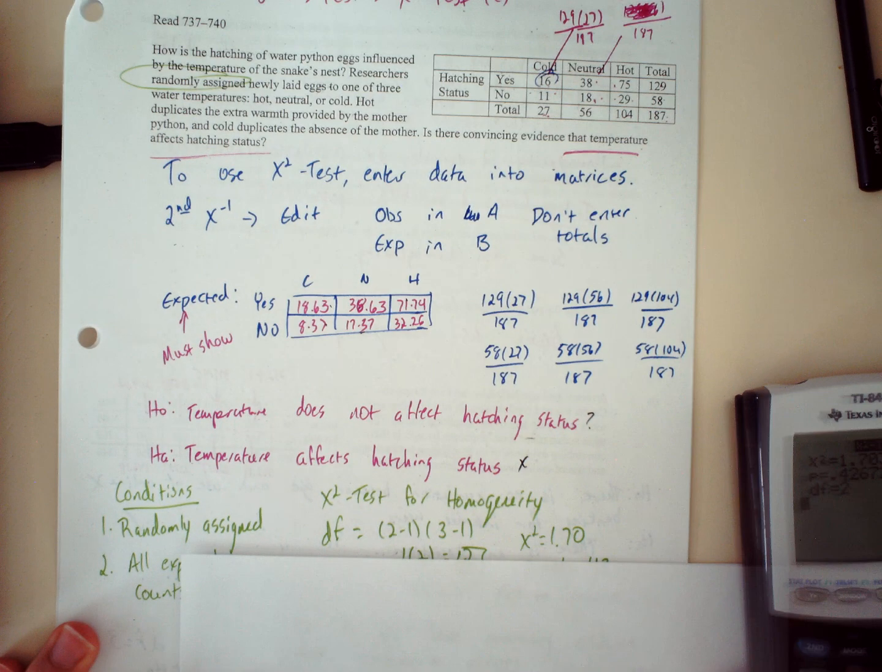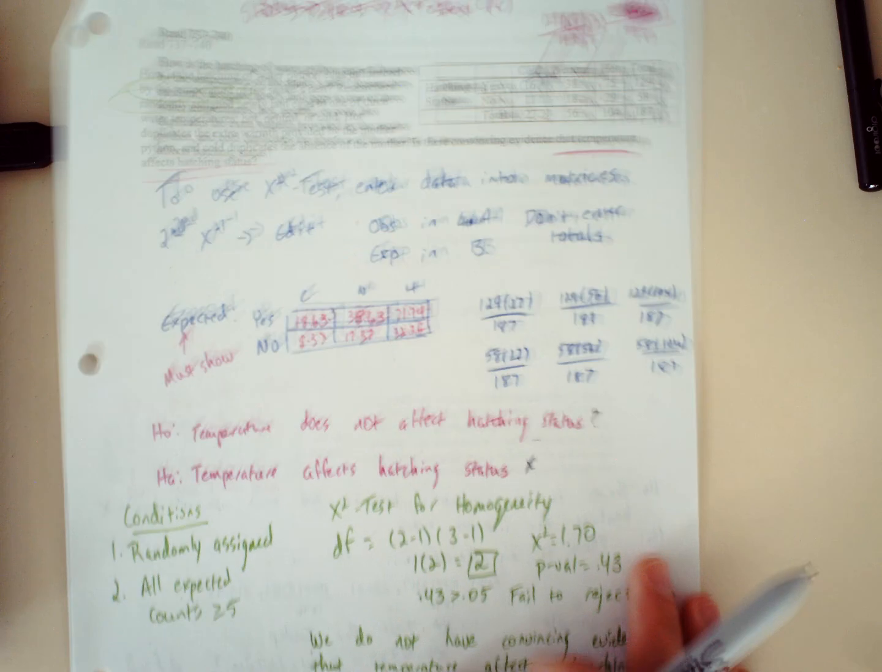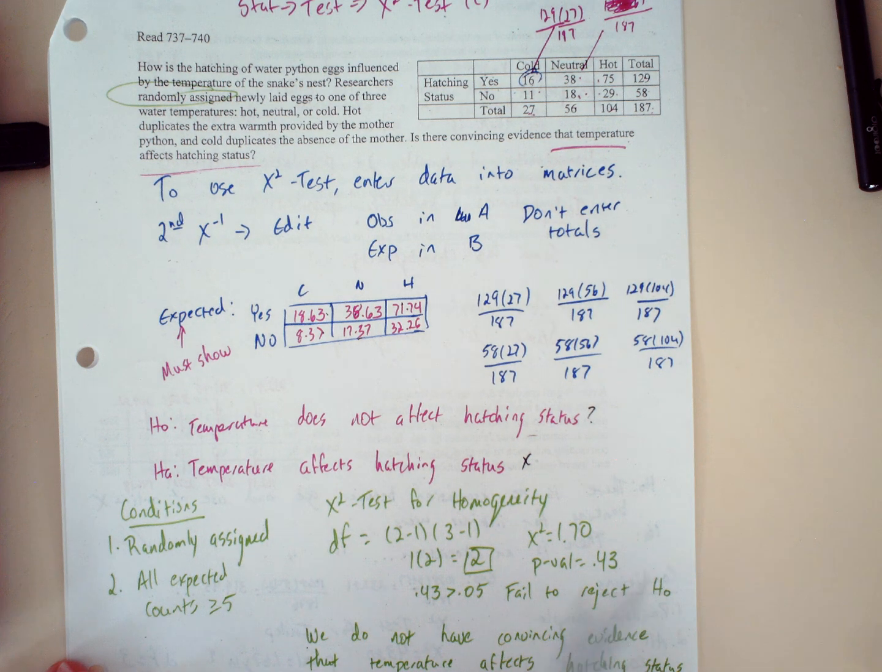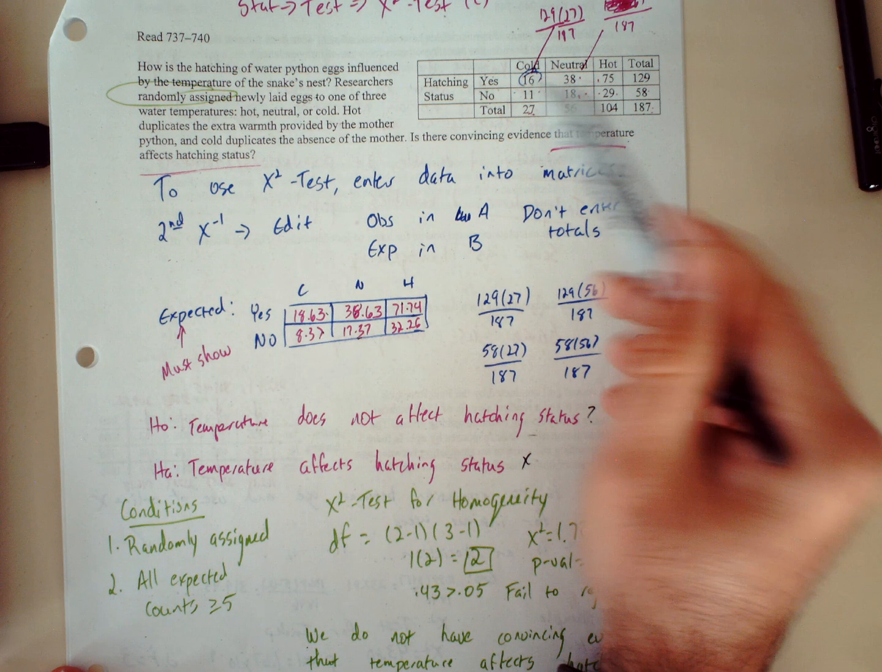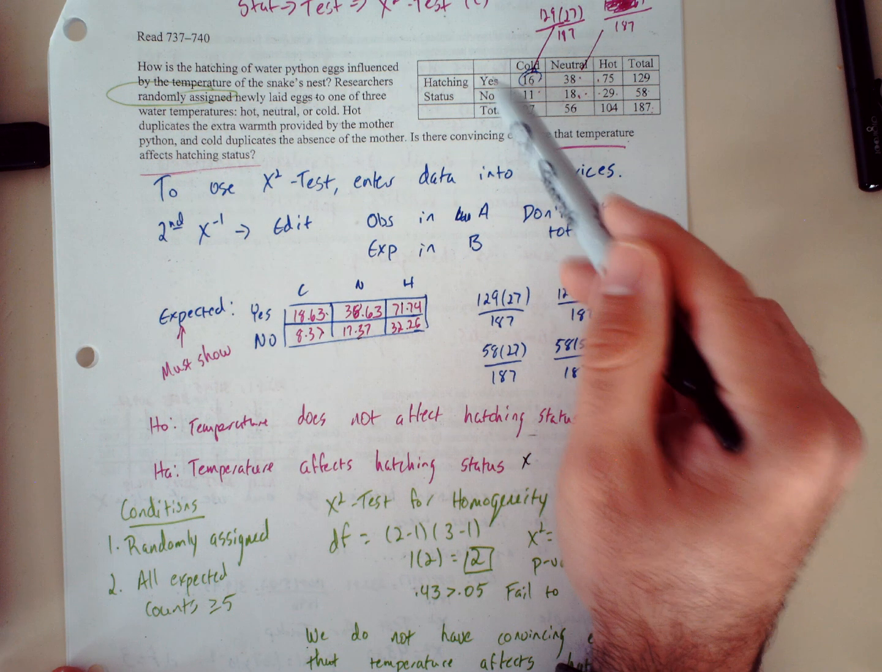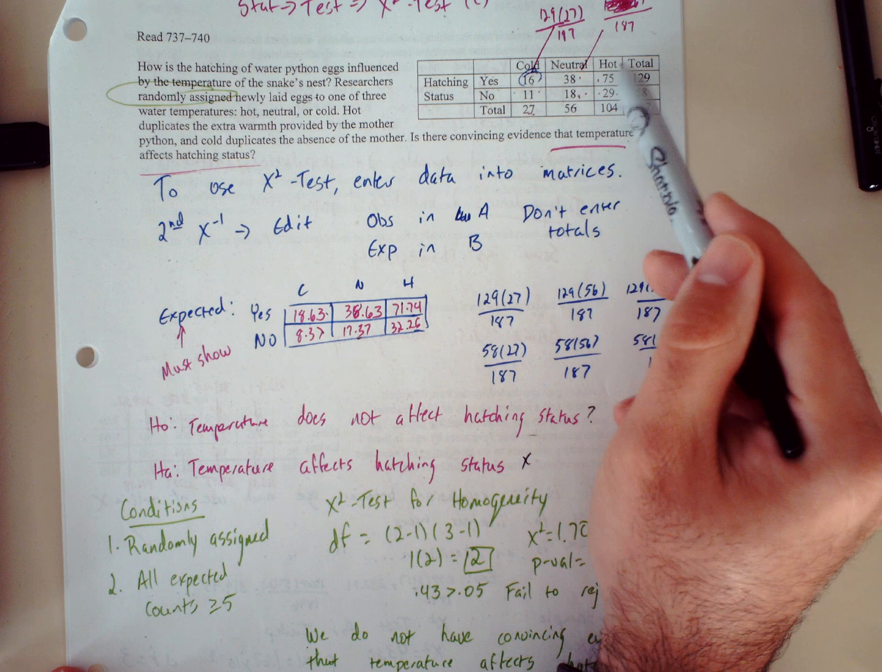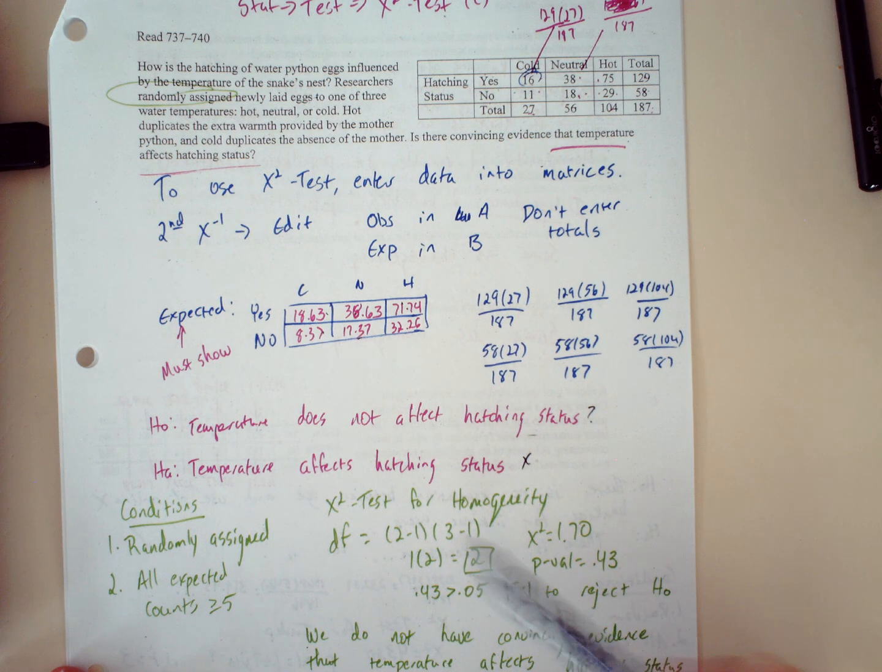So my chi-squared value here is 1.70. My p-value is 0.43, and my degrees of freedom is 2. And again, I got these degrees of freedom by taking the number of rows minus 1, which in this case would be 1, times the number of columns minus 1, which would be 2. So 1 times 2 is 2.